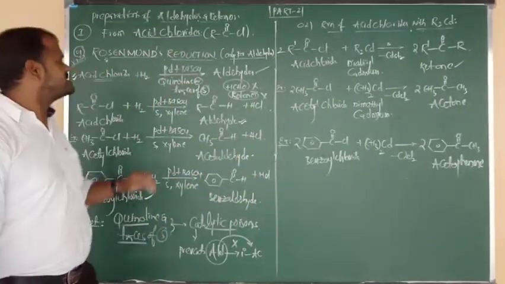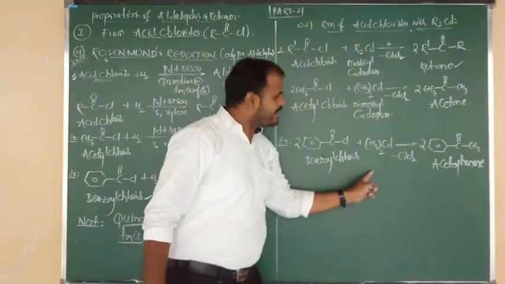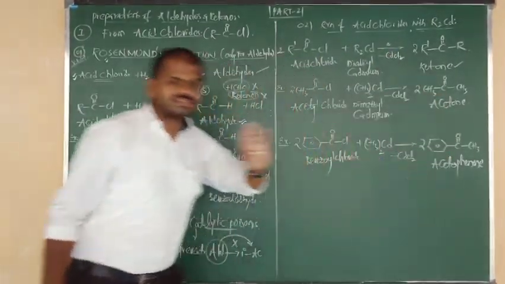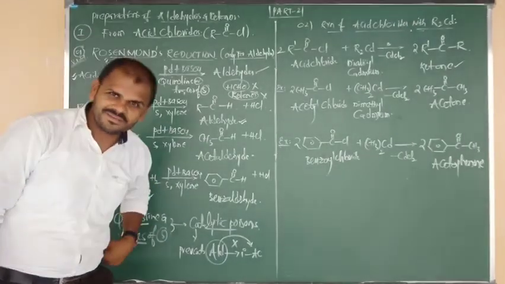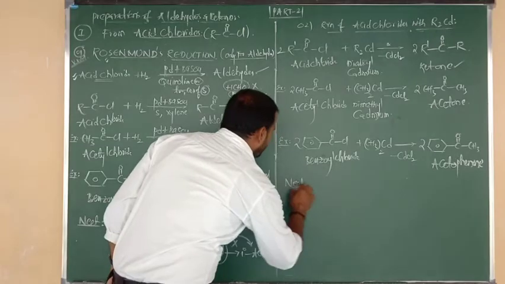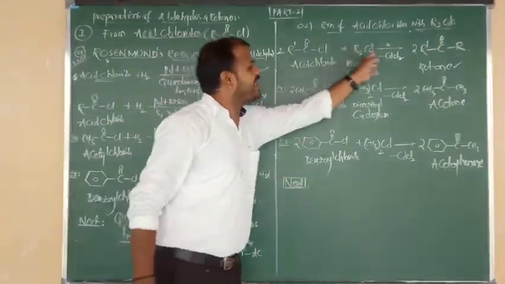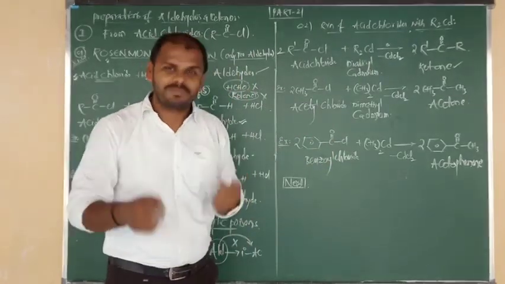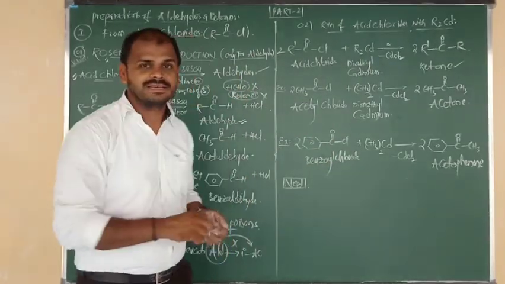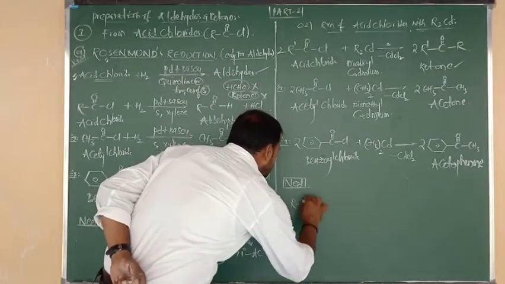Aldehydes and ketones. Rosenmund reduction is only for aldehydes. Reaction with dialkyl cadmium gives the product, which is nothing but ketones. Understood clearly? Yes, here I want to give you an objective point. Sir, how to prepare dialkyl cadmium, R2Cd? From Grignard reagent. What is the formula of Grignard reagent? RMgX.